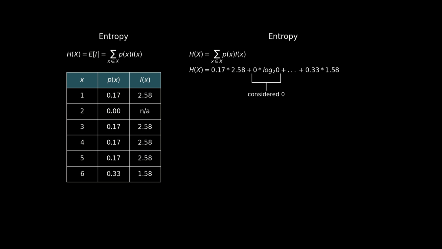But 0 times log 2 of 0 is taken to be equal to 0 because the limit of this expression is 0, which allows the entropy to be calculated even if some of the information cannot be.